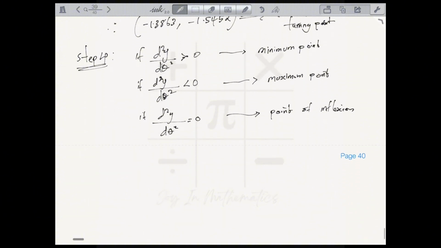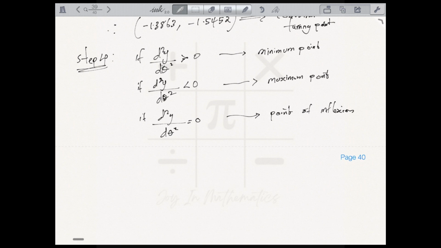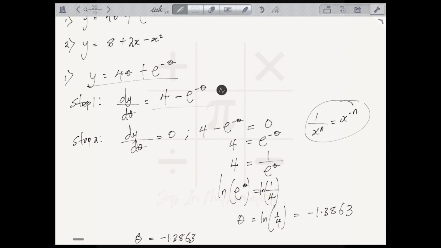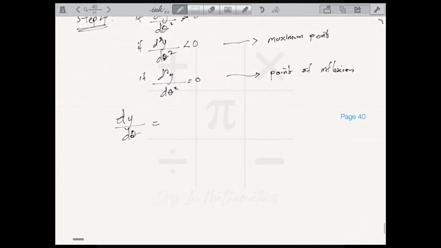Therefore, let's evaluate d²y/dθ². But first, we have to know what is dy/dθ. And dy/dθ as evaluated is 4 minus exponential minus theta. Now, let's evaluate d²y/dθ². And evaluating that, we will have minus into minus exponential minus theta. And this will give us exponential minus theta.